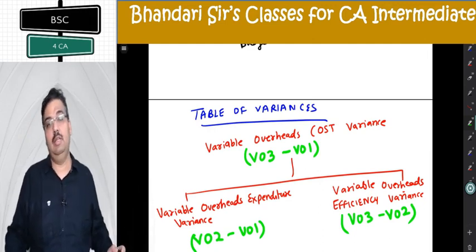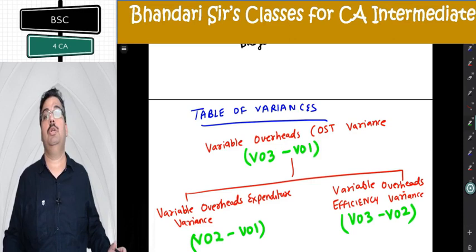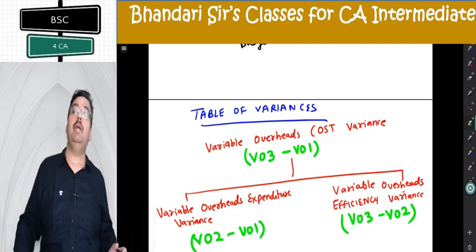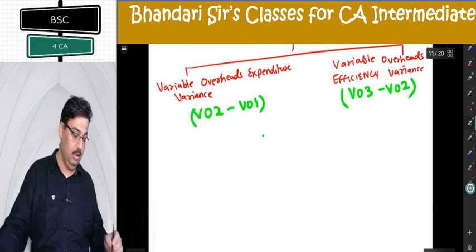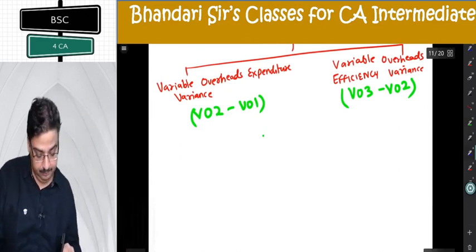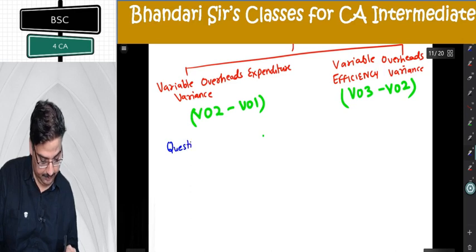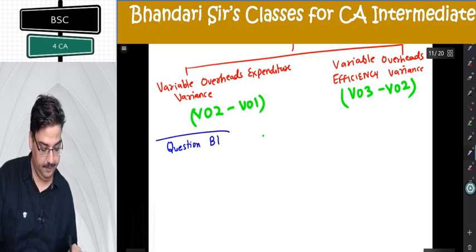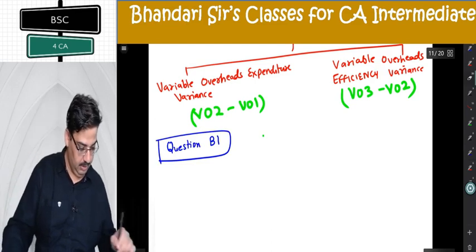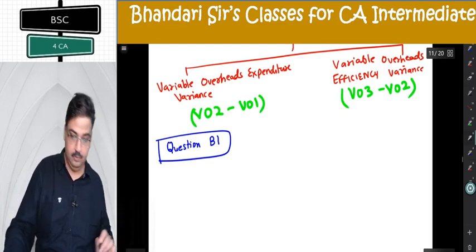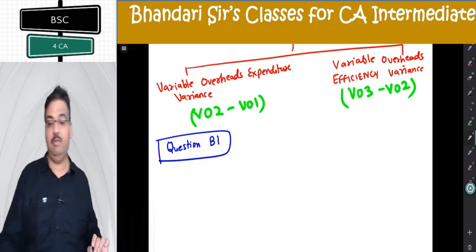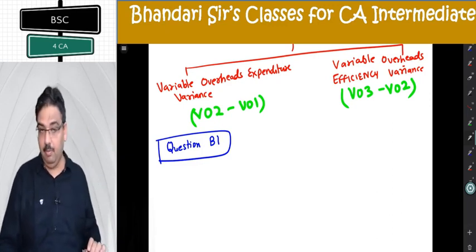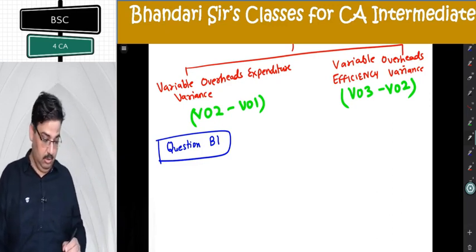So lastly in this, I am going to take you through one question each in variable overheads and fixed overhead category of variances. We are looking at B category questions. In B category, B1 relates to variable overheads. I am looking at question B1. It gives me production units, variable overheads and hours worked details. Only variable overheads are there, no fixed overheads. So I'm looking at my steps.